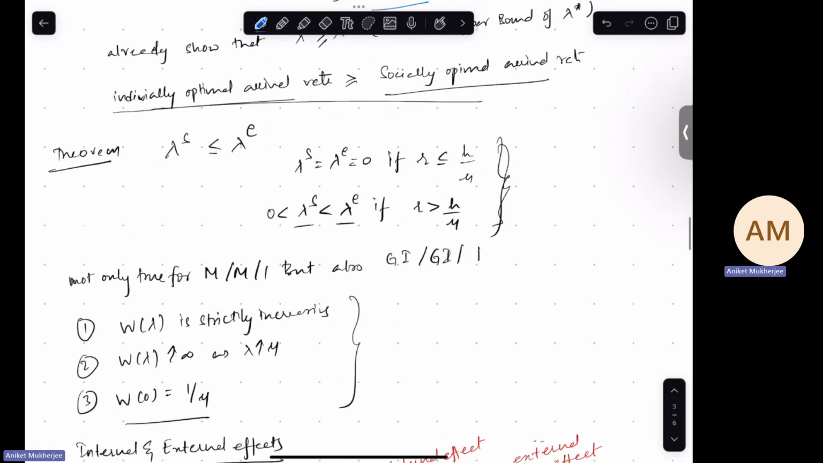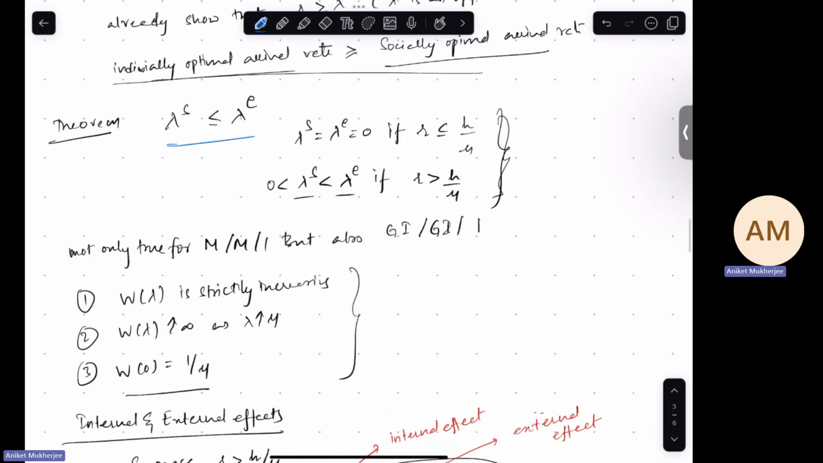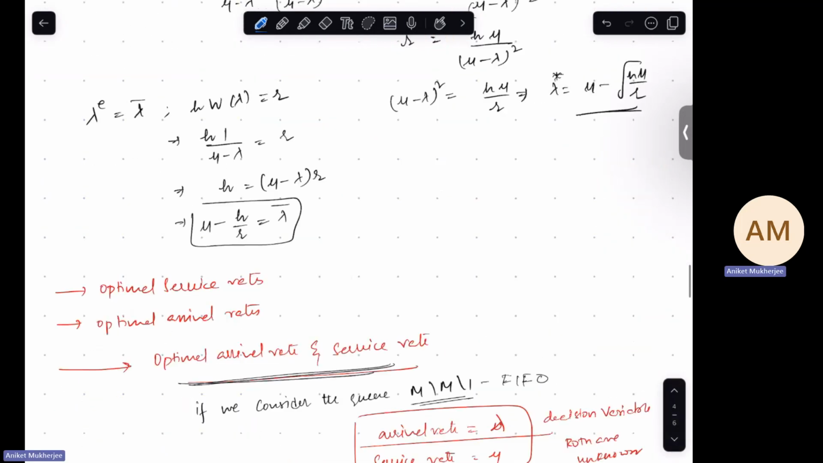So basically, we have the theorem that the socially optimal lambda will always be less than or equal to the individually optimal lambda. That makes sense because socially, you want fewer people to come. Individually, what happens is more people see that okay, I want to get the reward, I want to get the reward, so they go and join the queue.